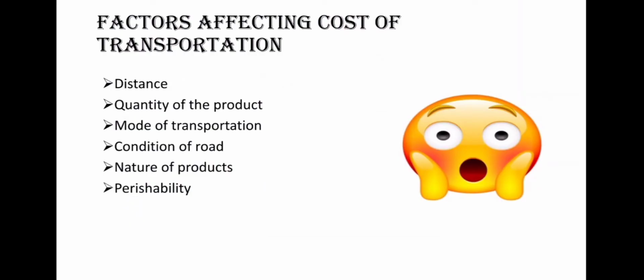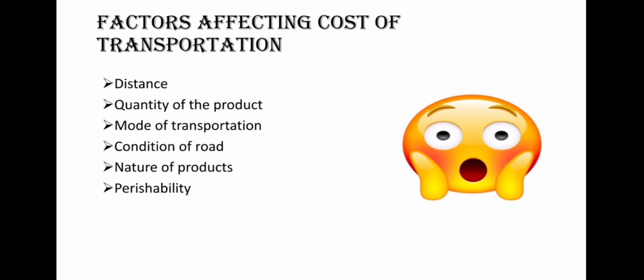The factors affecting the cost of transportation are: distance. With an increase in the distance over which a commodity is transported, the total transportation cost increases, but the transportation cost per quantity of the produce decreases after a certain distance. Volume: the transportation cost per unit quantity of a commodity decreases with the increase in the volume, in the quantity of the product. The mode of transportation.